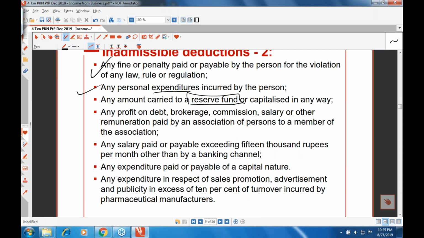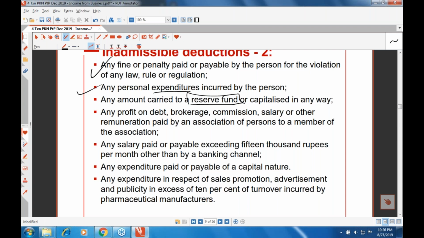Now let's try to understand what exactly you mean by any amount carried to a reserve fund. A lot of companies, when they operate, actually transfer some of the profits into a reserve fund. So if you are a company who has transferred some of the profits into the reserve funds, then you cannot claim such transfer as a deduction, because it's just a transfer. It's just allocation of the reserves. It's just the allocation of the profits into another head of account.